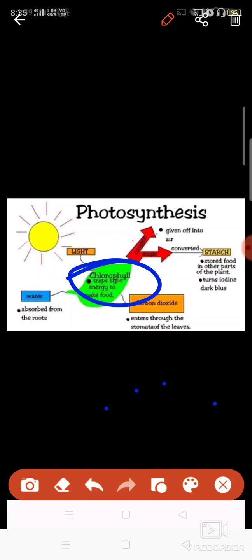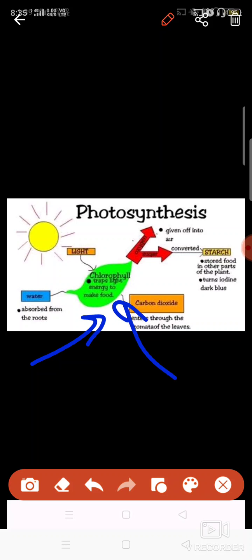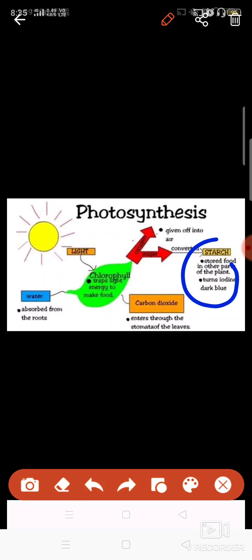Basically, chlorophyll is present in the leaves, as I told you, structure you know, and water is absorbed by the roots. When the water is present here, stomata absorb carbon dioxide and chlorophyll absorbs the sunlight. These combine together and produce glucose. This glucose is stored in the plant in the form of starch, which is another form of carbohydrate.